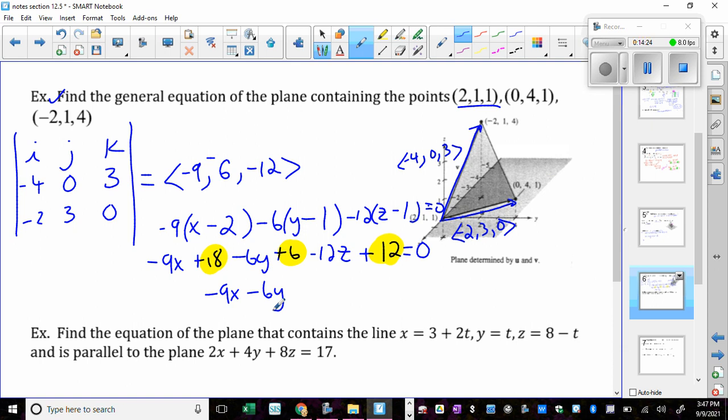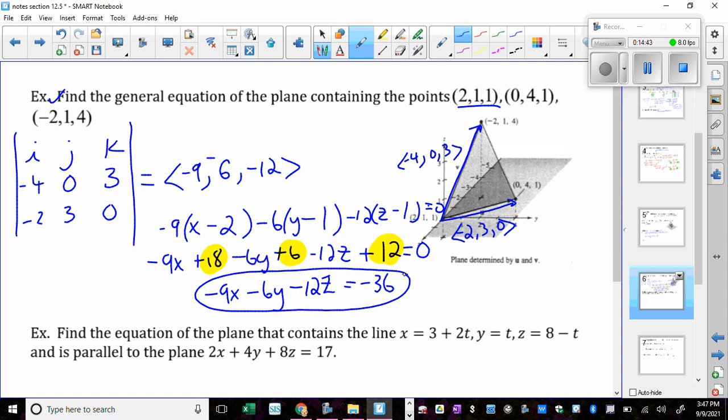So I have negative 9x minus 6y, let's see, minus 12z equals, let's see, 18, 6, and 12. So that's 36 that adds up to. And it's going to turn negative on the other side, so negative 36. So there's your equation of your plane.